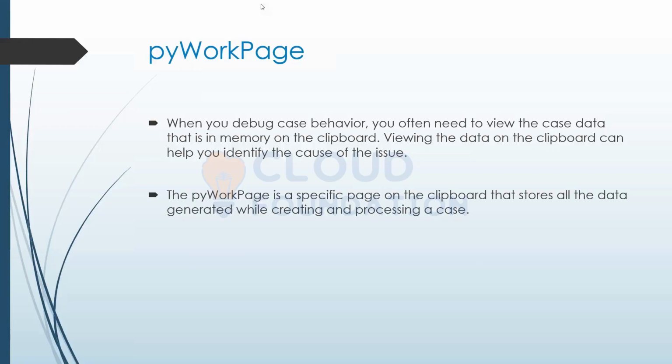This PY work page, the prefixes PX, PY, PZ: the PZ values cannot be modified. They are provided by the system. They are generated by the system and you cannot modify those values. You cannot change them. If required, you can access them and process them in your application, but you cannot manipulate that data. Whereas PY and PX can be modified.